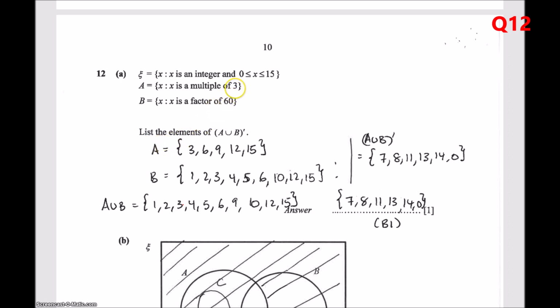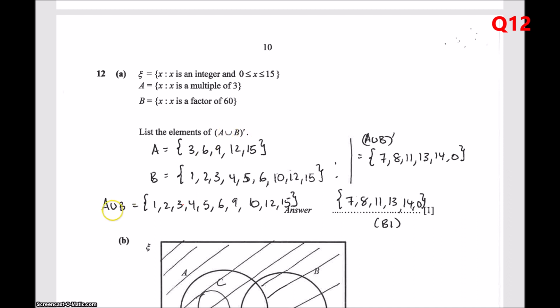So for A, multiples of 3, I'm going to write down everything within 0 to 15. Same thing for B, these are all the factors of 60 between 0 and 15. After that, I'll look at the question. I need to list the elements of (A union B) prime. It's very important to know that it's a prime.